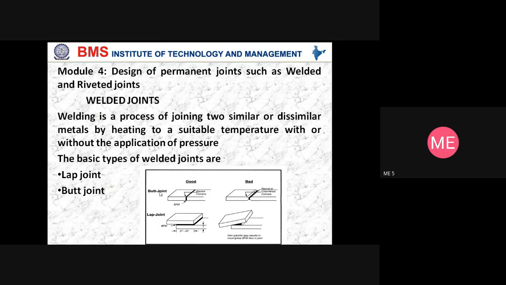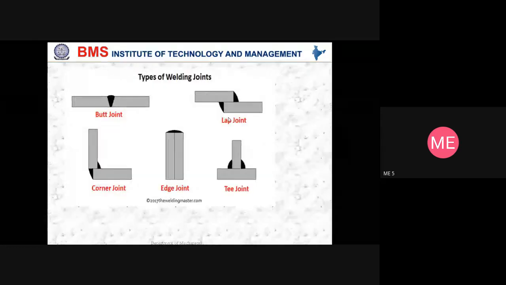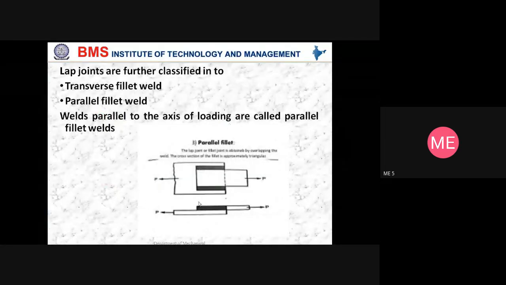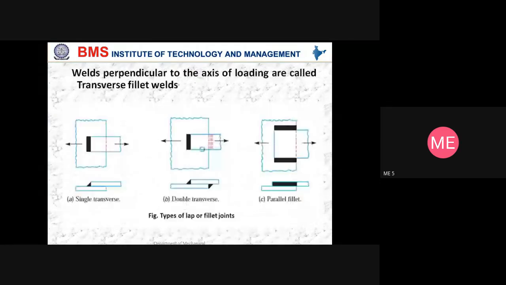Butt joint will have one metal piece butting against the other. In lap joint, one metal piece is above the other. So welding is done, and these are various types of joints. This is a parallel fillet weld, where the weld is parallel to the axis of loading. When the weld is perpendicular to the axis of loading, we call it a transverse fillet weld. So we have single transverse and double transverse fillet welds.